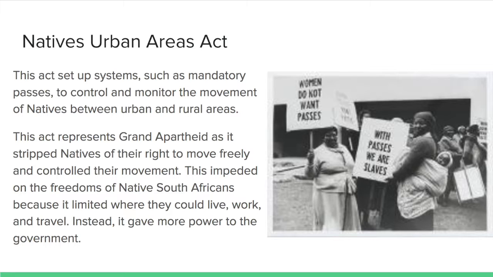This picture depicts two women holding signs, one that says, "Women do not want passes," and the second one says, "With passes we are slaves." This act represents Grand Apartheid as it stripped natives of their right to move freely and controlled their movement. This impeded on the freedoms of native South Africans because it limited where they could live, work, and travel. Instead, it gave more power to the government.